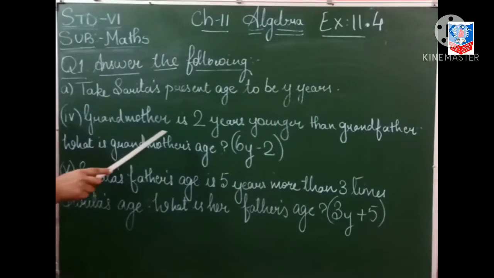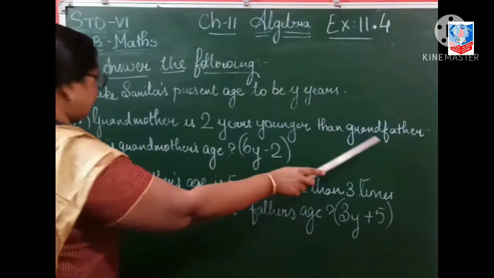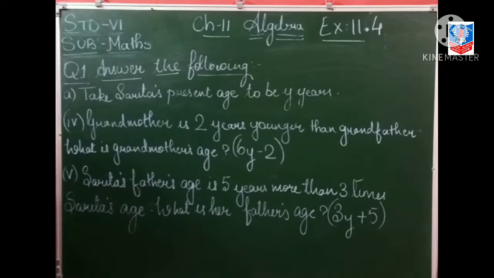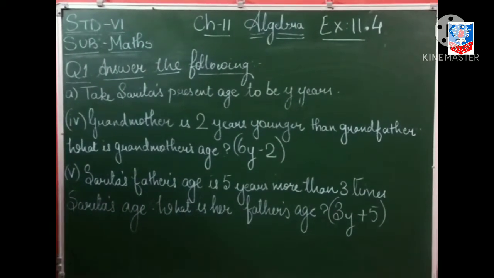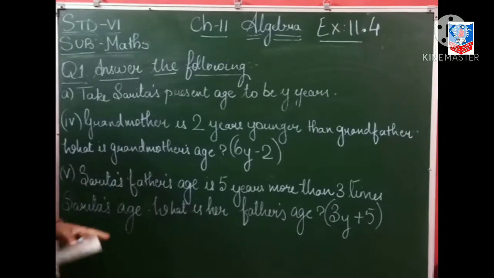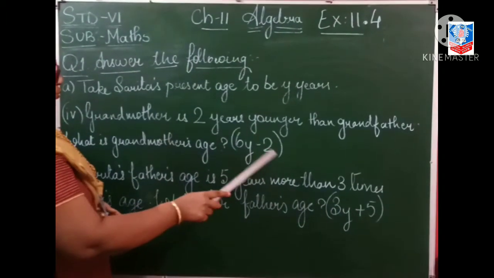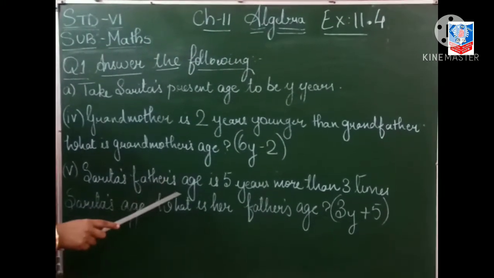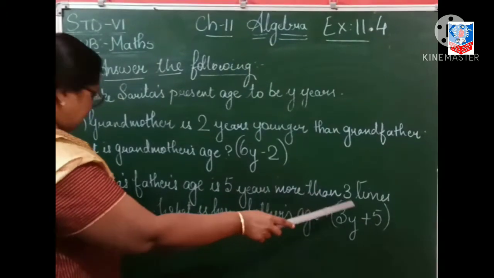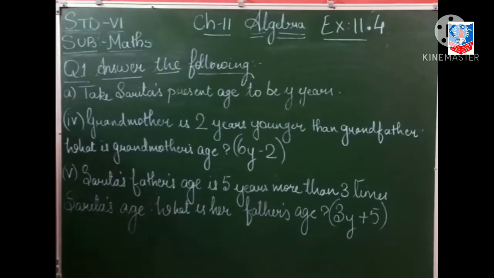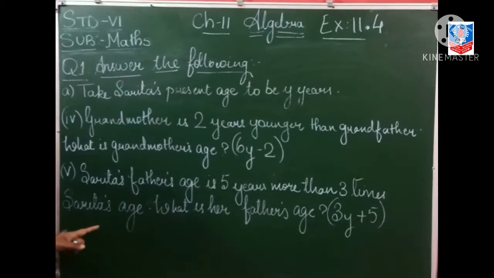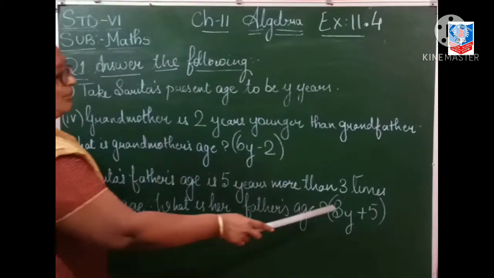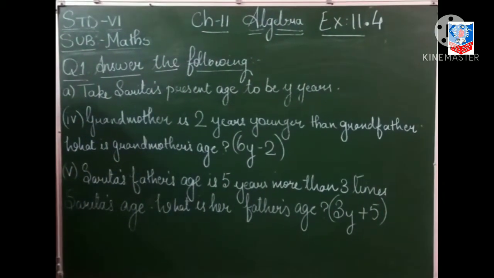Next question. Grandmother is 2 years younger than grandfather. What is grandmother's age? Now grandfather's age is 6y years, so grandmother is 2 years younger. That means 6y minus 2 is the age of grandmother. Next, Sarita's father's age is 5 years more than 3 times Sarita's age. So 3 times Sarita's age is 3y and father is 5 years more than that. That means 3y plus 5 is Sarita's father's age.